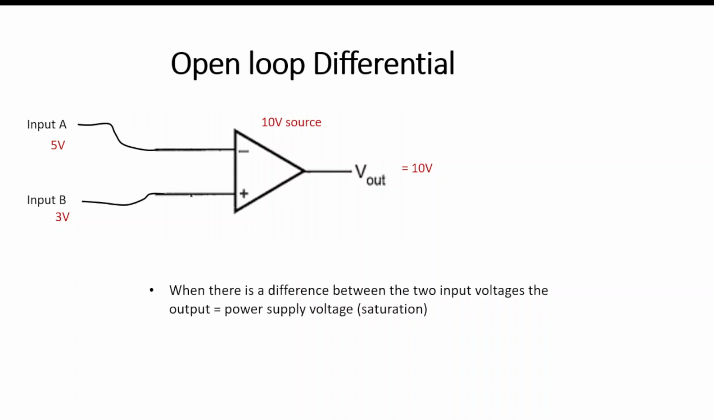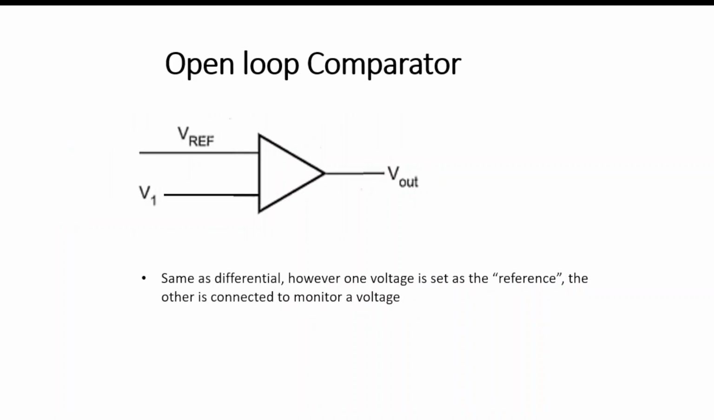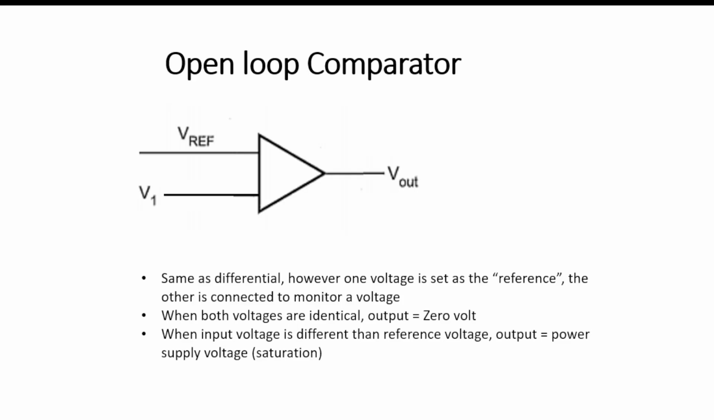And it doesn't matter if we're going lower or higher, or if there's a big difference or a little difference, the output goes to saturation. An open loop comparator operates almost identical. It's really the same as a differential. However, when one voltage is set as the reference, the other is connected to monitor a voltage. When both voltages are identical, the output is 0 volts. When input voltage is different than the reference voltage, the output will again go to saturation.